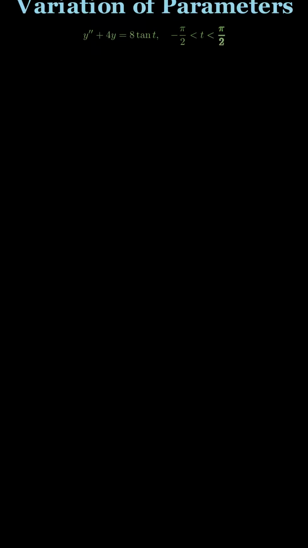Find the general solution of y double prime plus 4y equals 8 tangent t, for t between negative pi over 2 and pi over 2. We'll use the method of variation of parameters. This problem is not suitable for undetermined coefficients because the non-homogeneous term 8 tangent t involves a quotient of sine and cosine. We need variation of parameters.